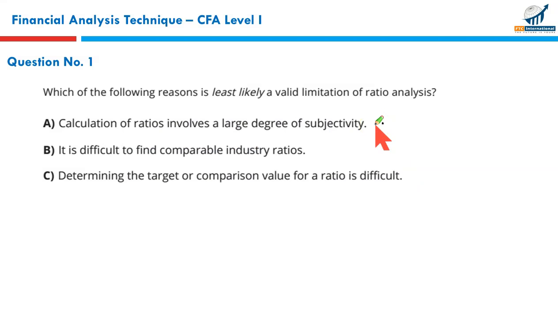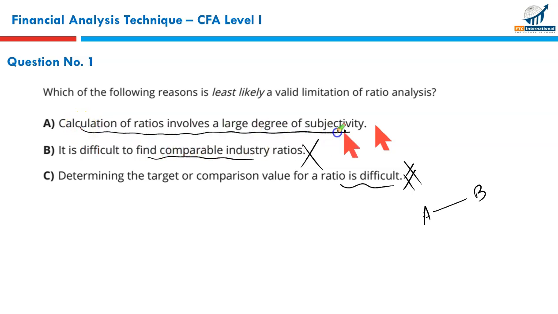Moving in the reverse order, first, determining the target comparison value for a ratio is difficult. You can always find a comparator, company A versus company B, or if you cannot find any comparator, you can take the industry average. This is not a valid limitation. It is difficult to find comparable industry ratios. Wrong. Industry averages are always available for comparison purposes.